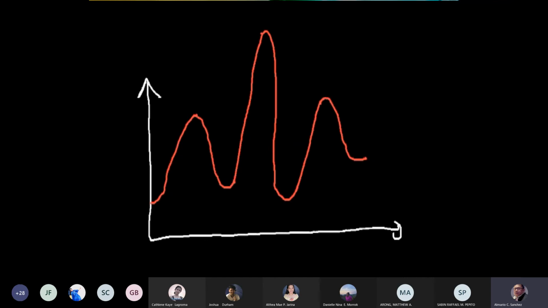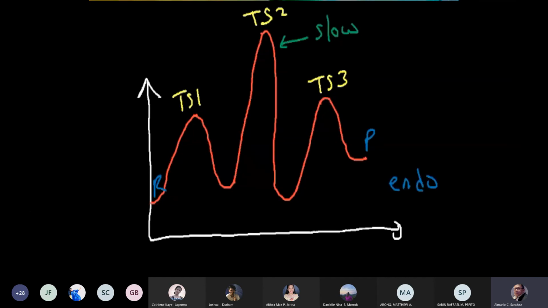So this energy diagram meets the characteristics. This is TS1, TS2, since that's the highest. The second step is the slow step. And here we have the reactants and the products. Because the products is higher than the reactants, overall it's an endothermic reaction.